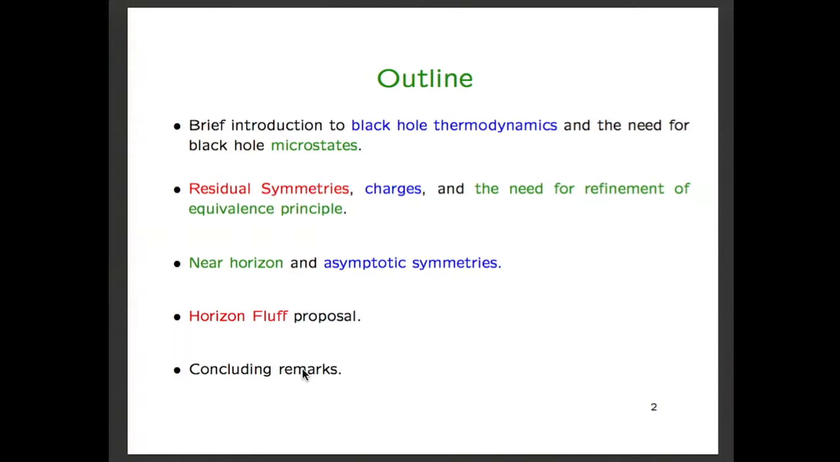then with this basic new picture that I give you here, I'll tell you how I can use that for describing black hole microstates. And for that, I need to tell you about the near horizon and asymptotic symmetries and the interplay between the two. And from there, I basically introduce the horizon fluff proposal.